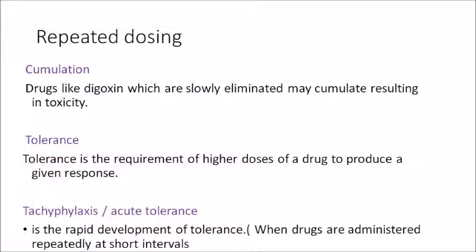Tolerance means it is a requirement of higher doses to produce a given response. For example, drugs like morphine, on repeated dosing, what happens later on, the given dose won't be enough to elicit a response. You will have to give higher doses of the drug. And finally, tachyphylaxis or acute tolerance. This is the rapid development of tolerance. That is, when a drug is administered repeatedly at short intervals, the patient acutely or rapidly becomes tolerant to that drug.